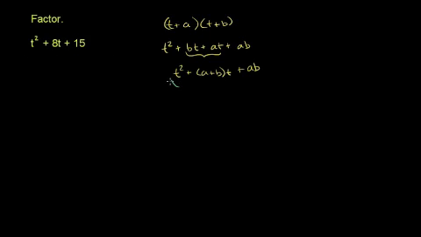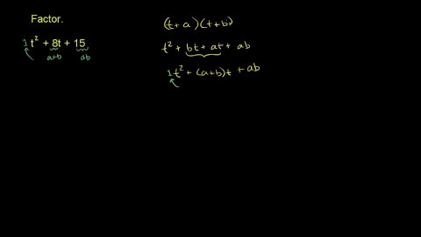Our coefficient on the second degree term is 1. Our coefficient on the second degree term here is 1. We didn't have to write it. Then a plus b is the coefficient on t. So this 8 right over here could be a plus b. And then finally, our constant term, ab, that could be 15. So if we wanted to factor this, we just have to find an a and a b where their product is 15 and their sum is 8.